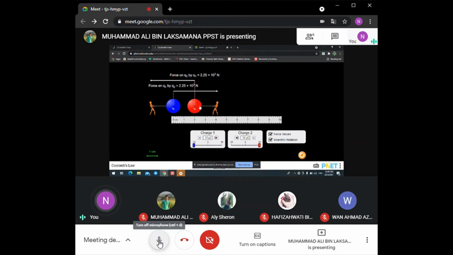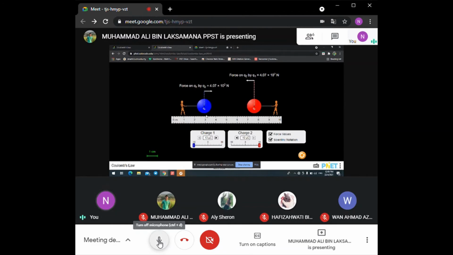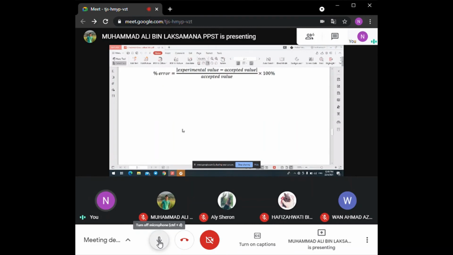Then, set the separation for charge 1 to 3 cm and charge 2 to 10 cm. Record the force value in data table 2. Then repeat steps 1 until 4 with different values of charge 1 and charge 2 and the separation distance between the two charges, R.